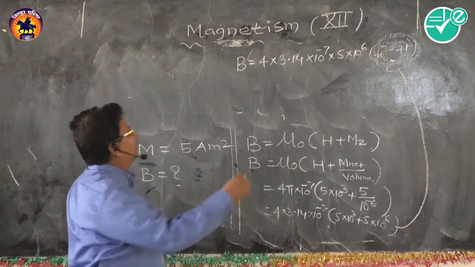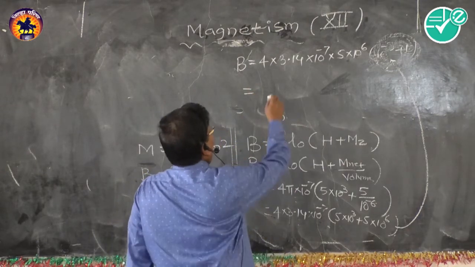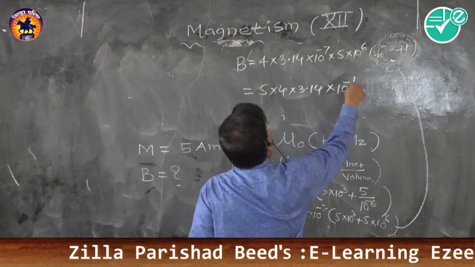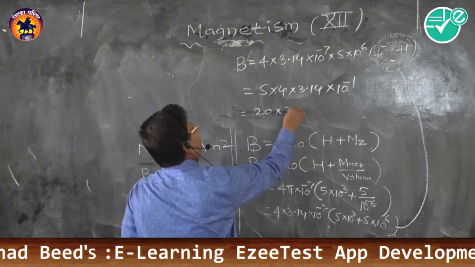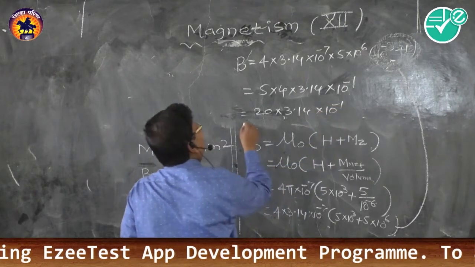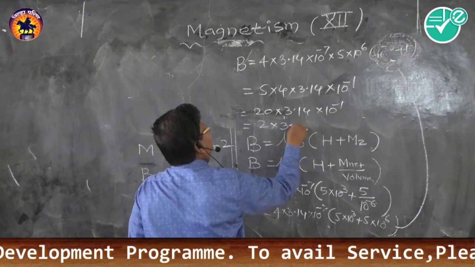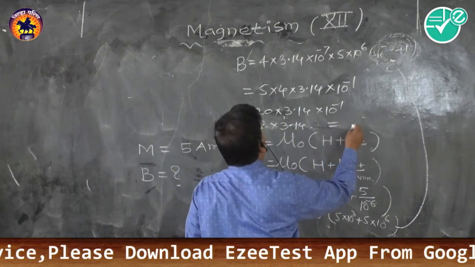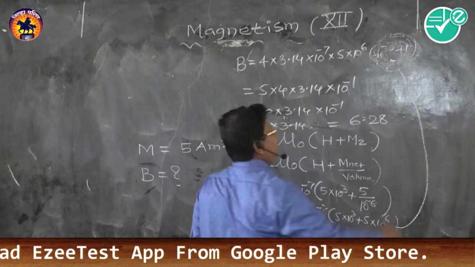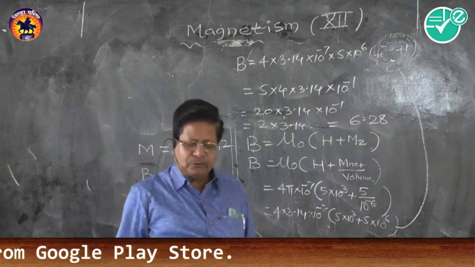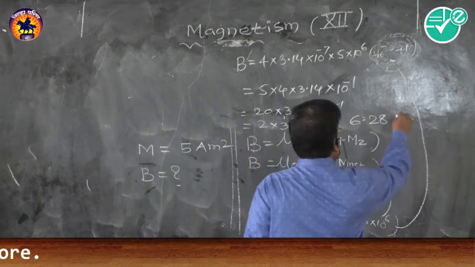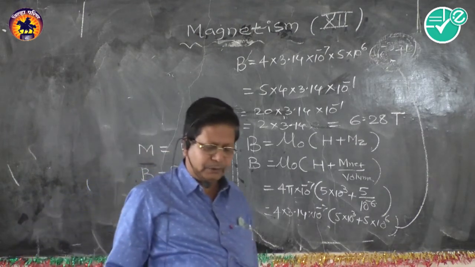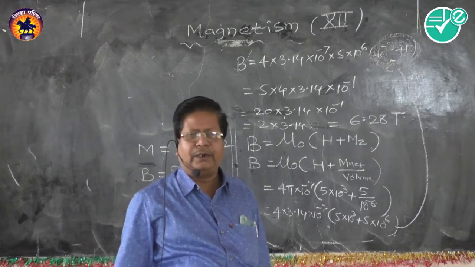And if we neglect this term, our answer becomes 5 into 4 into 3.14 into 10 to the power minus 1, which is equal to 20 into 3.14 into 10 to the power minus 1, which is equal to 2 into 3.14 into 10 to the power 0, which is equal to 6.28. And the SI unit for this magnetic induction is Tesla. So in this example, the value of B is 6.28 Tesla only.